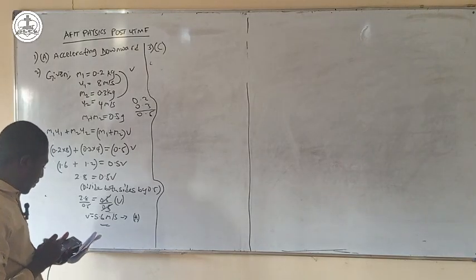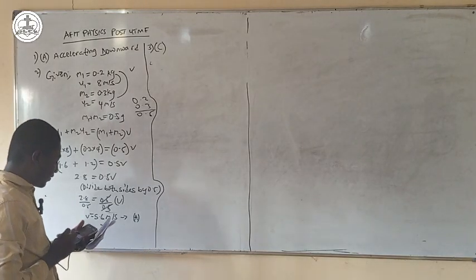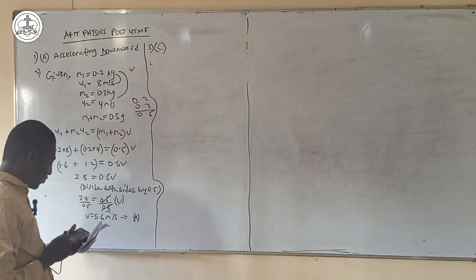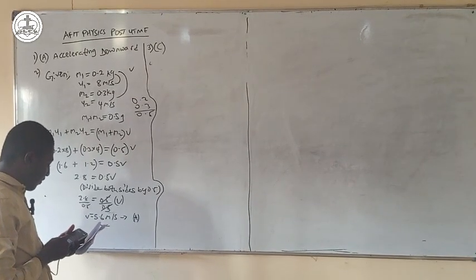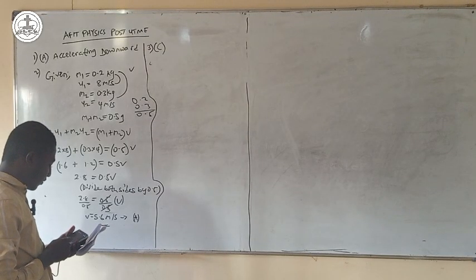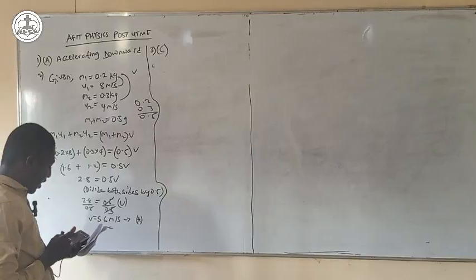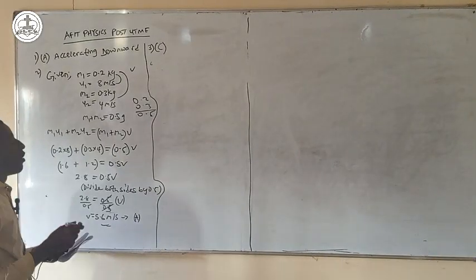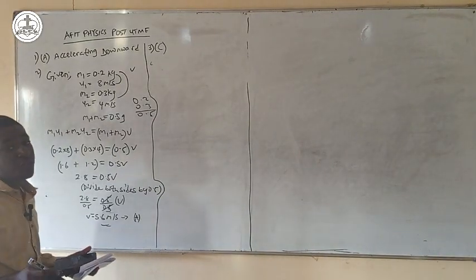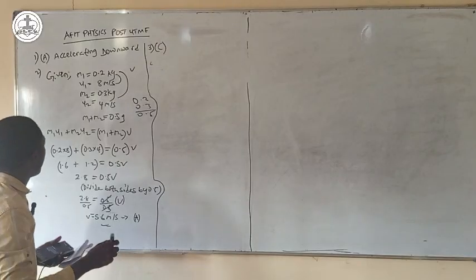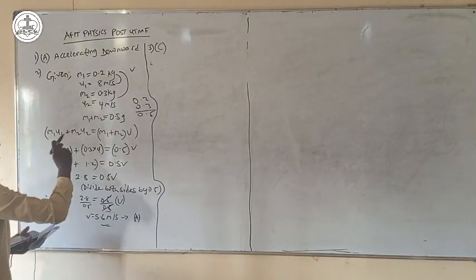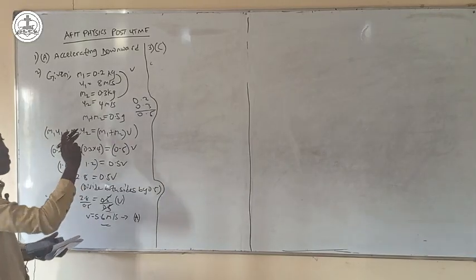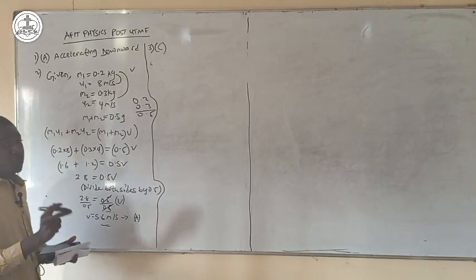Question 2. A ball of mass 200 grams moving with a velocity of 8 meters per second collides and sticks with another ball of mass 300 grams moving in the same direction with a velocity of 4 meters per second. What is the common velocity after the collision? Well, what principle are we using here? We are using the principle of conservation of momentum, and this is the formula: M1U1 plus M2U2 is equal to M1 plus M2 into V.